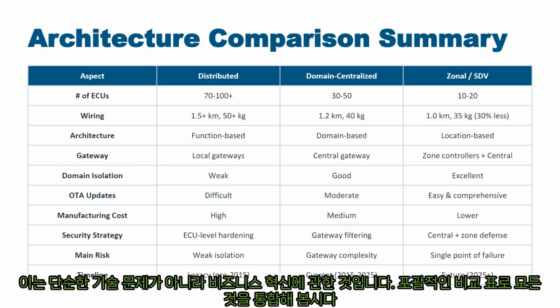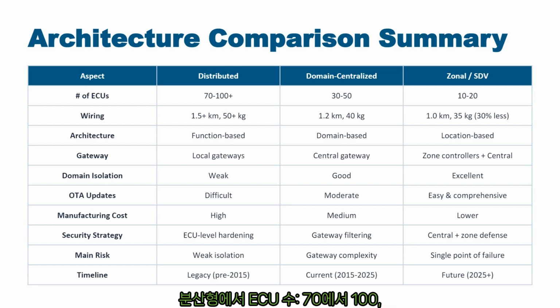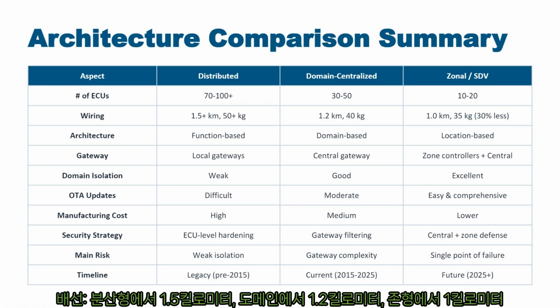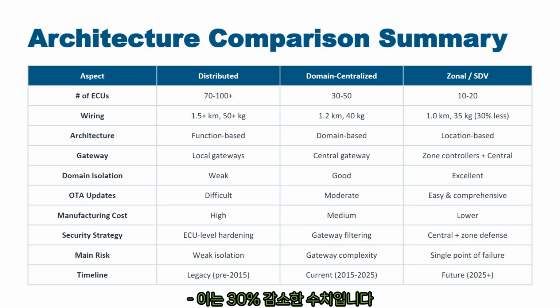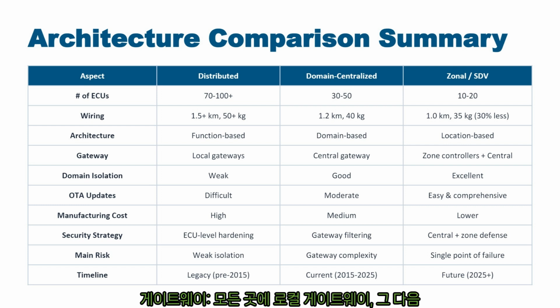Let's bring it all together with a comprehensive comparison table. Look across the rows and really understand the progression. Number of ECUs: 70 to 100 in distributed, 30 to 50 in domain centralized. Only 10 to 20 in zonal. We're reducing complexity dramatically. Wiring: 1.5 kilometers in distributed, 1.2 kilometers in domain, only 1 kilometer in zonal. That's 30% less. Architecture philosophy: function-based, then domain-based, then location-based.